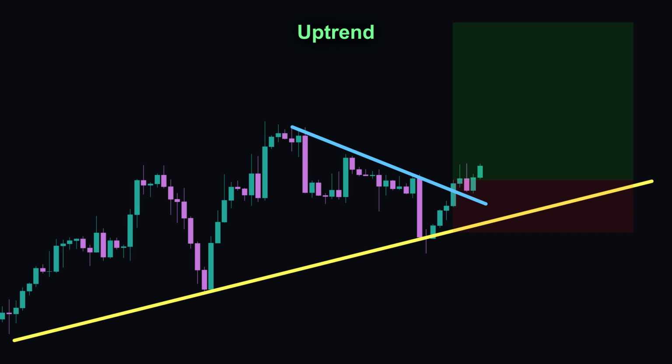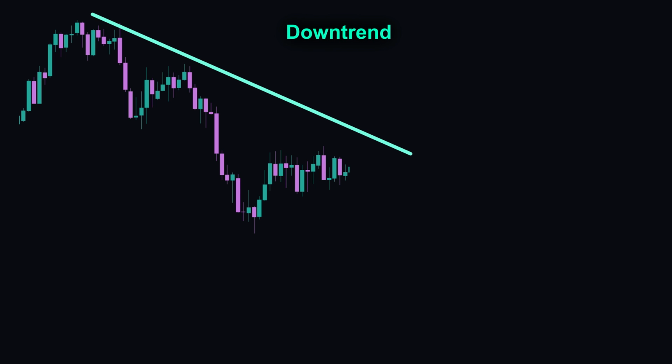This breakout serves as a signal that the upward momentum is likely to continue, increasing the probability of a successful trade. In this chart, we observe a downtrend, so we place our trend line above it. Upon examining the current price, we notice another potential continuation pattern.